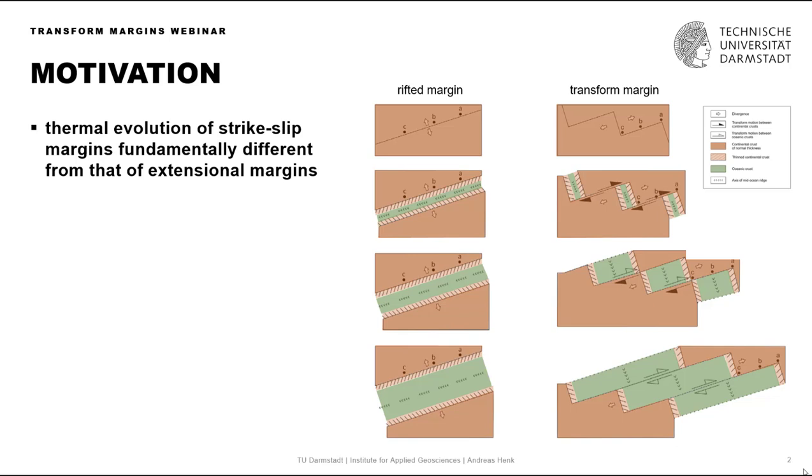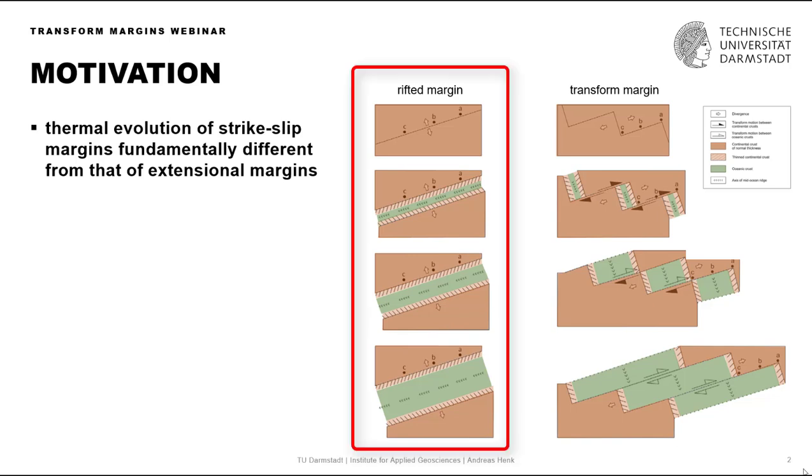This modeling study was motivated by the fact that the thermal histories of transform margins are fundamentally different from those of extensional margin settings. In case of a rifted margin, where movements are orthogonal to the ocean-continent boundary, a seafloor spreading center develops parallel to the margin at the time of continental breakup. During the subsequent drift stage, this oceanic ridge progressively moves away from the continental margin, and hence the thermal anomaly induced by the rifting event decays over time.